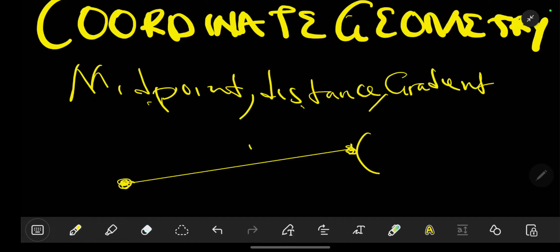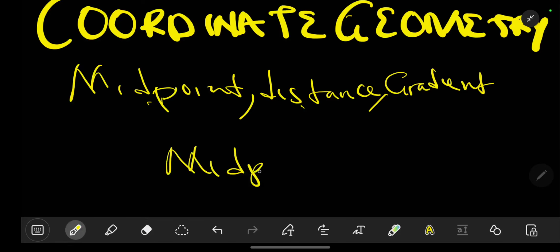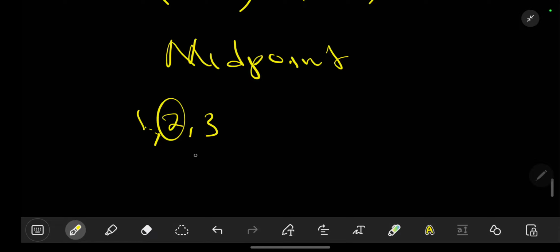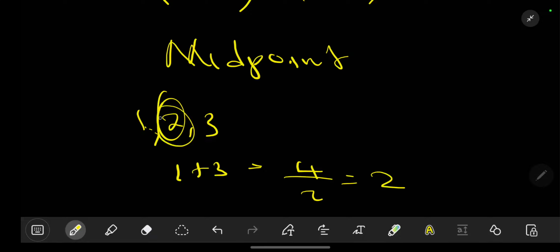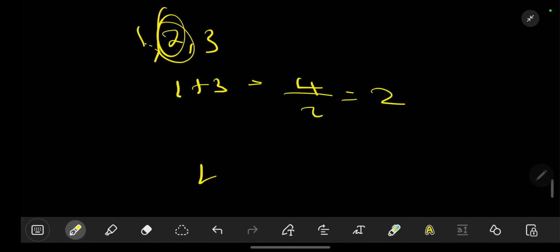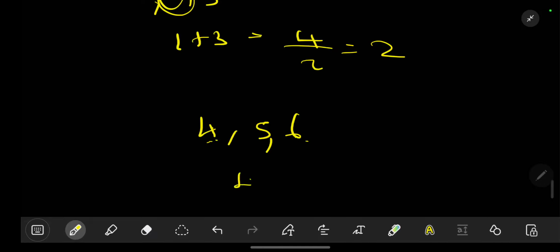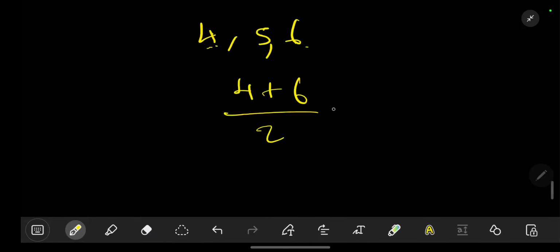So what are some of the things that you need to know? So let's talk about formulas. So we have the midpoint. How do you find the midpoint? If I was to ask you the number between 1 and 3, it is 2. How come? If you add 1 plus 3 it is 4, and if you divide by 2, it will give you the number in between. So this is consistent. If you have 4 and 6, the number between these is, if you add 4 and 6 and divide by 2, 4 plus 6 is 10, divided by 2 is equal to 5. So this is the formula for the midpoint.